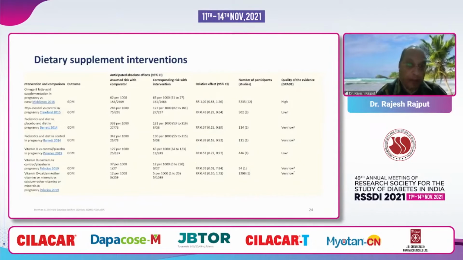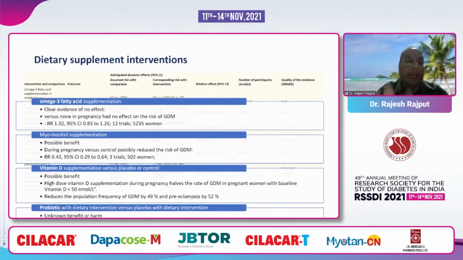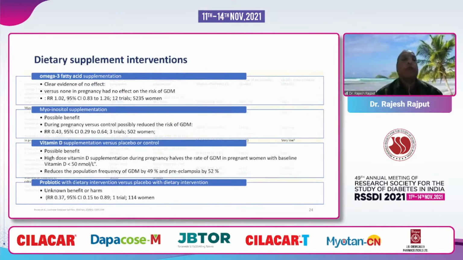Now the next important part is dietary supplement intervention. There are a number of studies involving various supplements like omega-3 fatty acids, myo-inositol, probiotics, vitamin D alone, vitamin D plus calcium, vitamin D plus calcium plus other vitamins or minerals. And as you see, again, I have tried to summarize in one slide with quality of evidence. And again, I will try to summarize for you so as not to confuse you.